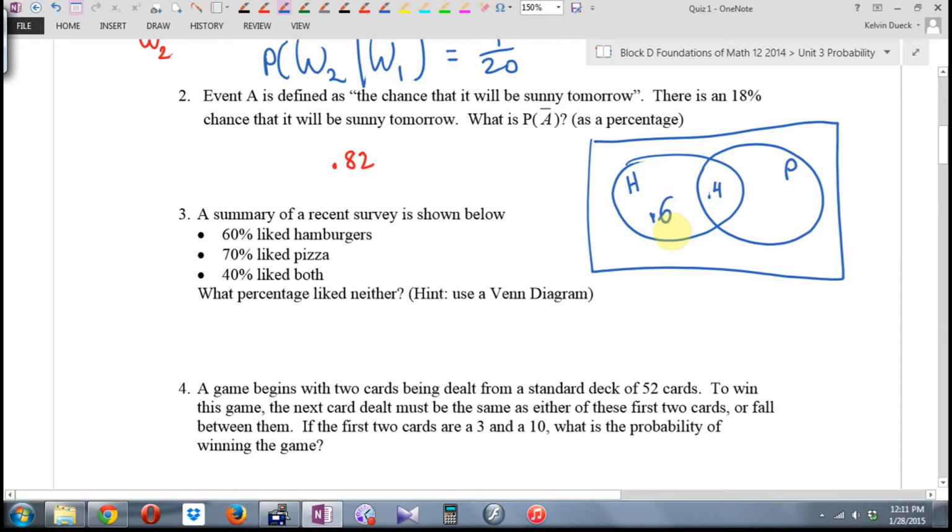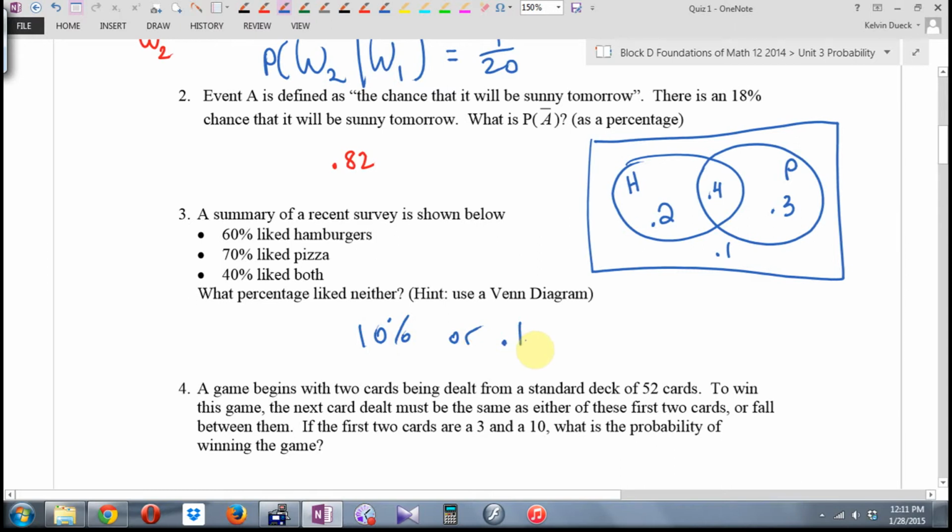Not that, because now I already have 100%. What's going to go here? 20% or 0.2. There's my 60. What's going to go in the pizza category? 0.3. What's going to go in the neither category? 10%, because it's a percentage, I know what it has to add to. So your answer is 10% or 0.1.